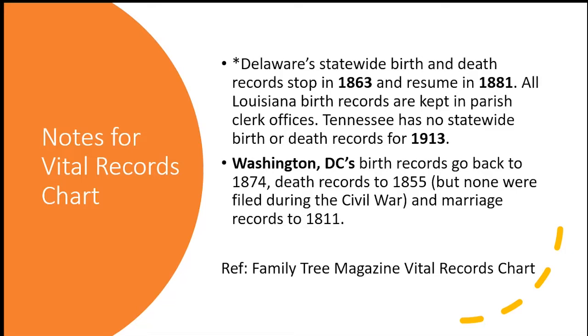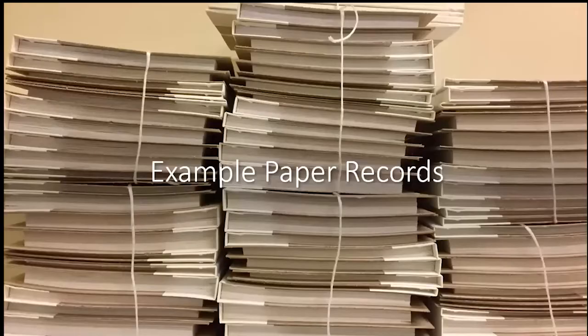Now, Washington, D.C.'s birth records go back to 1874, death records to 1855. But notice, none were filed in the Civil War, and marriage records go to 1811. So it gives you some insights, as you look in different states, into what information might be available on your relative. I want to share with you some of the example paper records that I have.